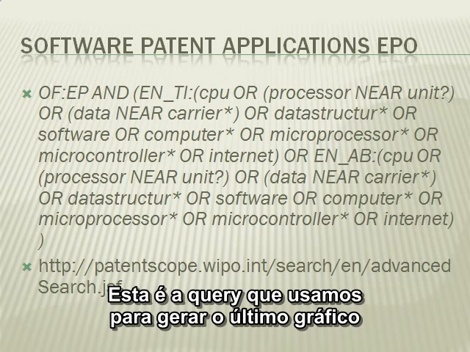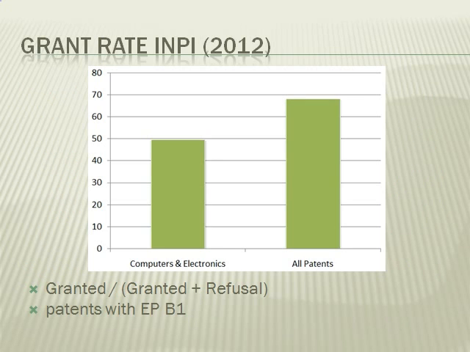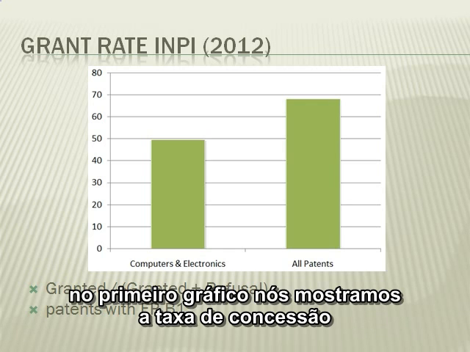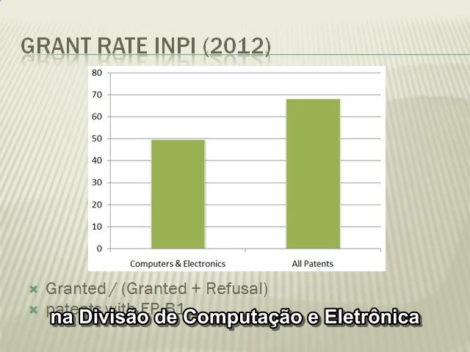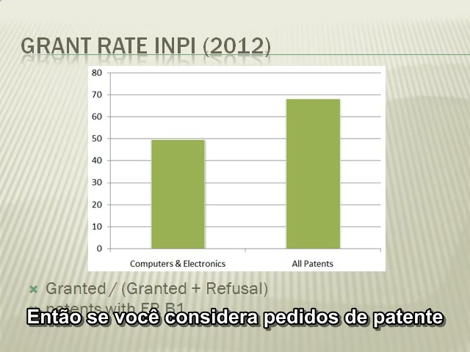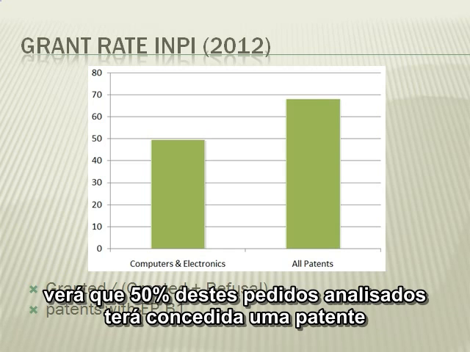This is the query that we used to generate the previous graph from European patent applications using the PatentScope website at WIPO. This is the grant rate in INPI 2012. In the first graph we show the grant rate at the Computer and Electronics Division, using only applications that have a corresponding European patent EPB1. So if you take the patent applications in Brazil that were decided, granted or refused, we will see that 50% of these applications will receive a patent in Brazil.